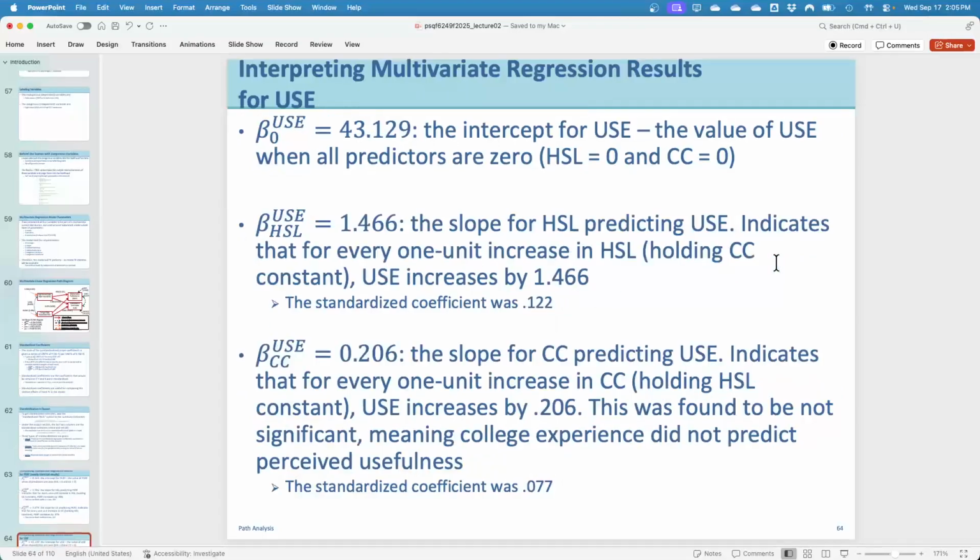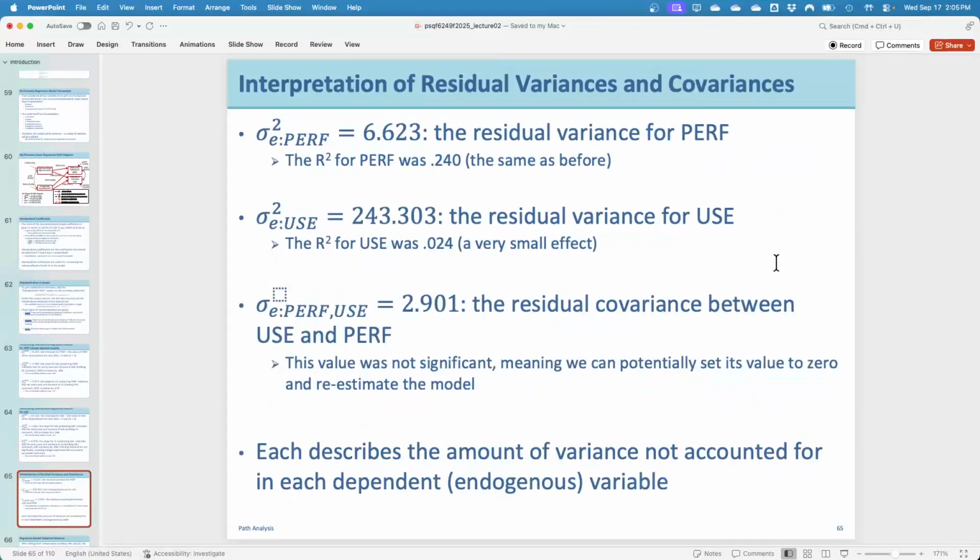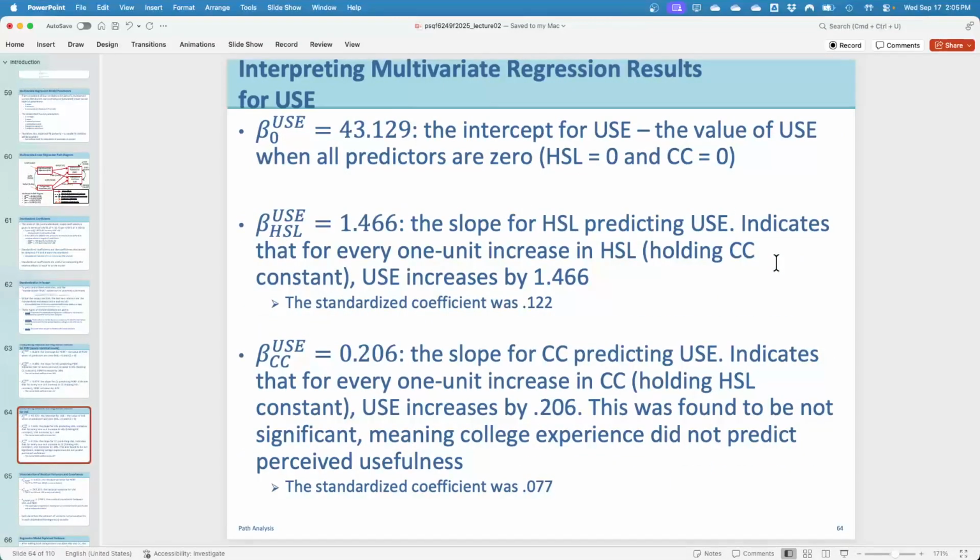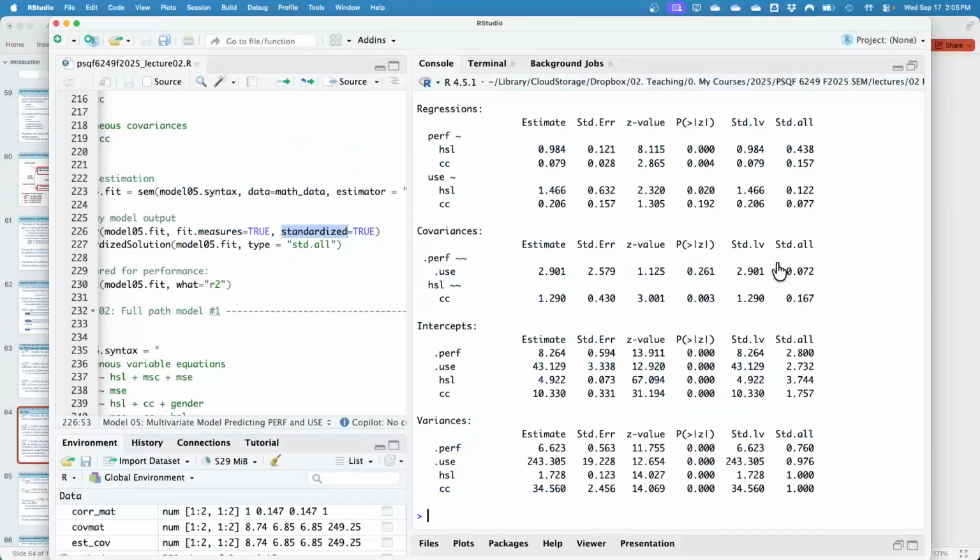And we interpreted this already. I think I need to talk about that. Oh, one last thing I do want to talk about though. The standardized coefficient here under the covariances, these are really interpretable. A standardized covariance is a correlation. So this is super interpretable, meaning the correlation or the residual correlation between performance and usefulness is 0.072.